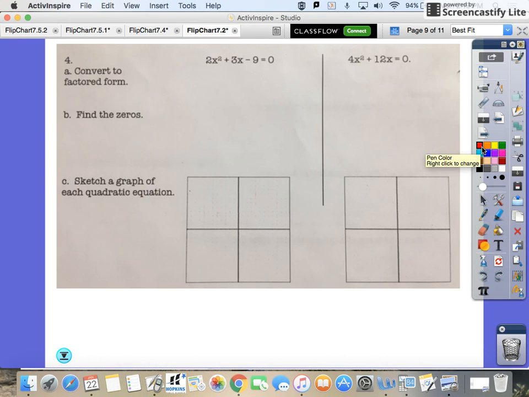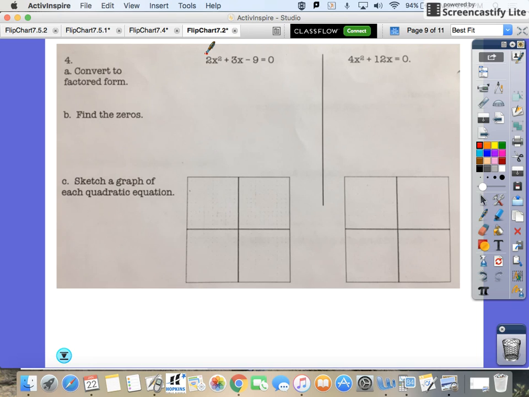So this first one right here is pretty ugly. We'll start with that, and then we'll end with the second one, which is a little nicer. So we have to factor this one. If you wanted to look for a common factor, there's not going to be one because 2, 3, and 9 don't have anything in common that we can pull out.